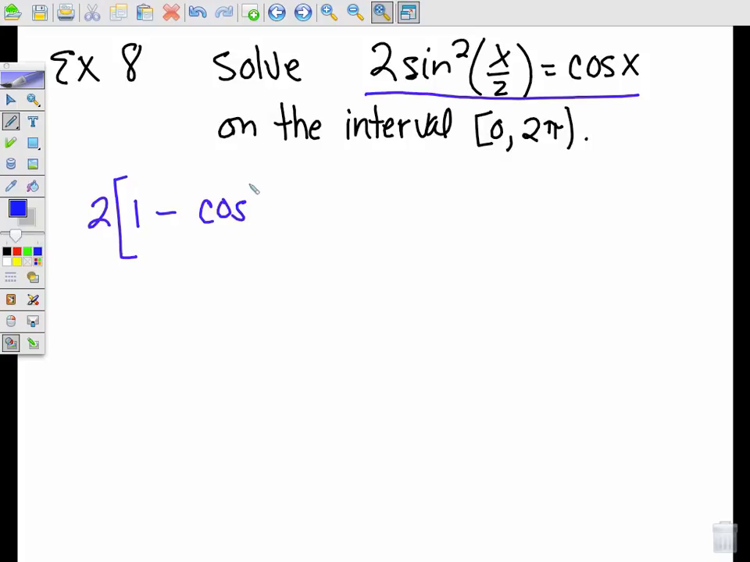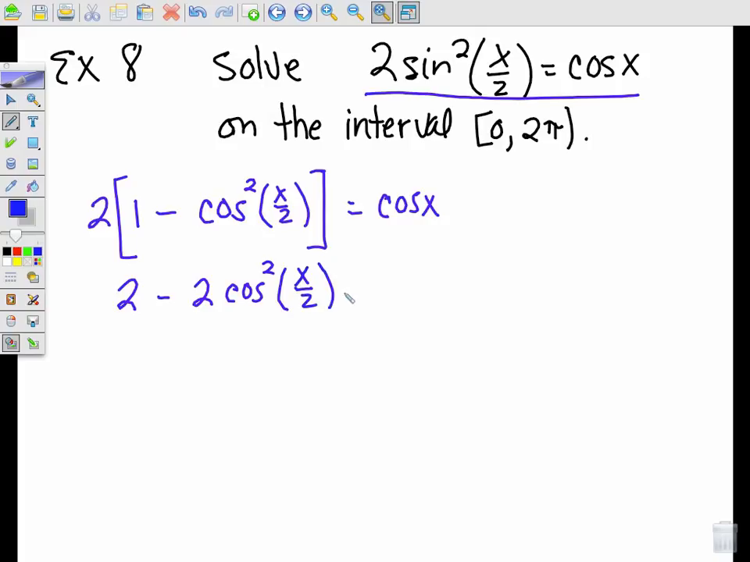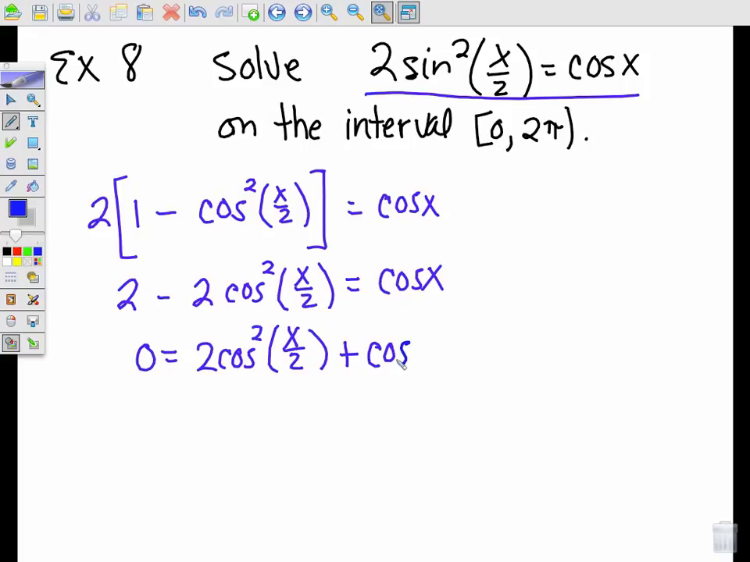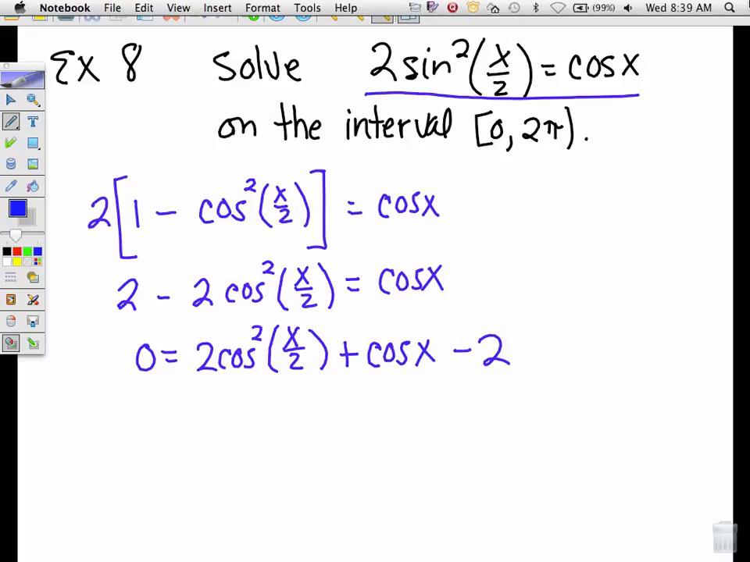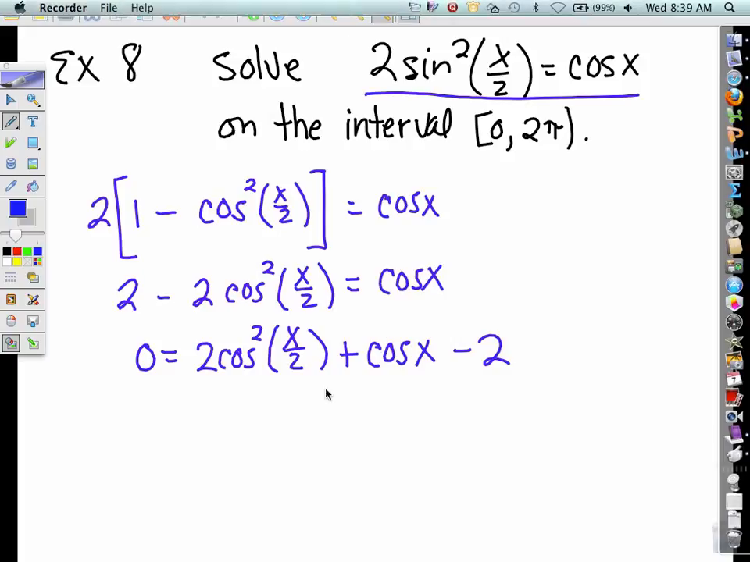You've got sine squared, so I'm actually going to write that sine squared as 1 minus cosine squared of the angle. It doesn't matter what the angle is, these properties work. Equals cosine of x. And then I'm going to distribute 2 minus 2 cosine squared of x over 2. I'm going to put this in a quadratic form here. So I've got 0 equals 2 cosine squared of x over 2, plus cosine of x, minus 2.